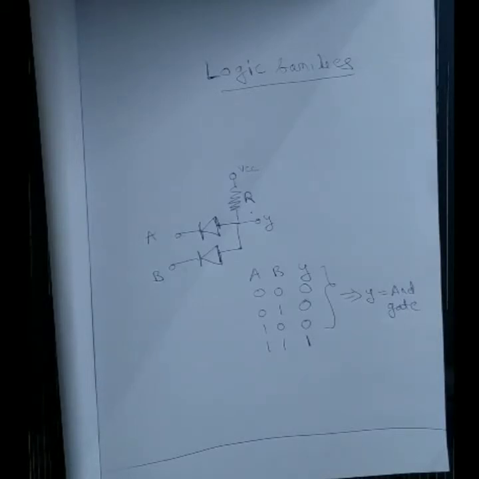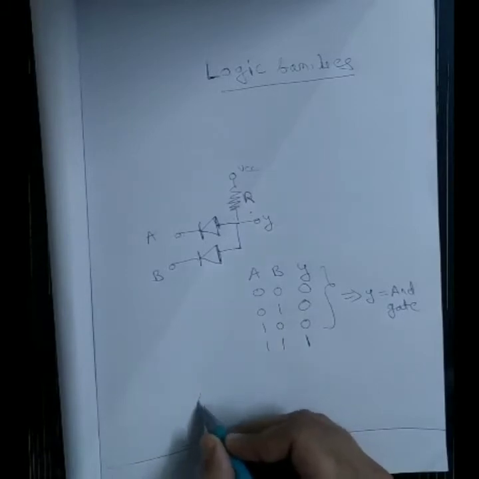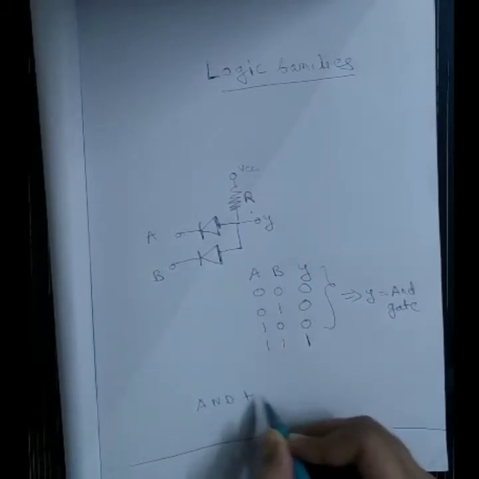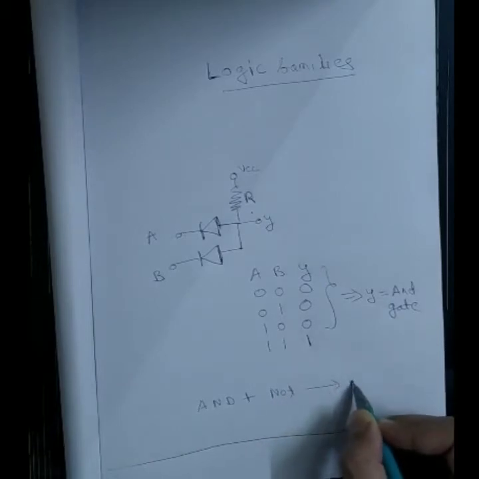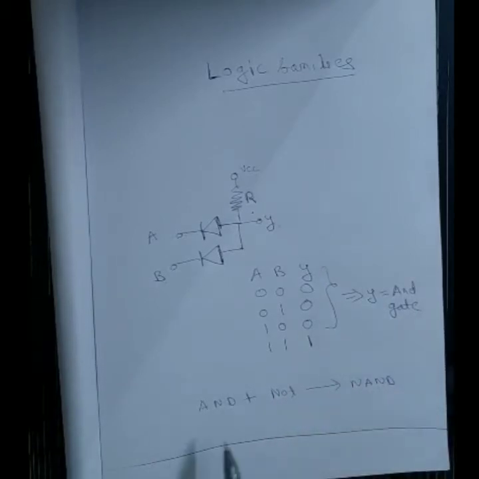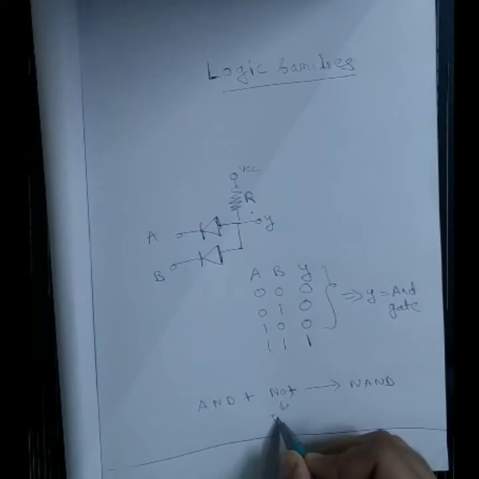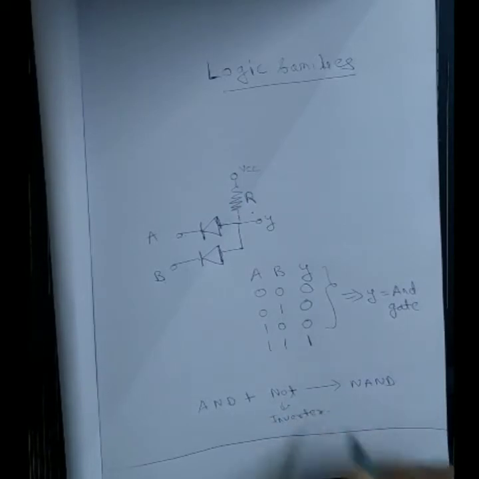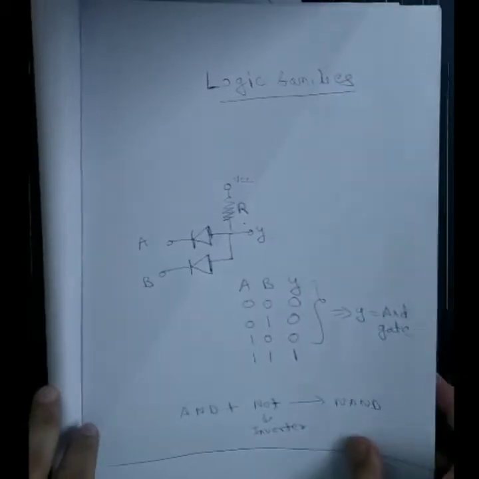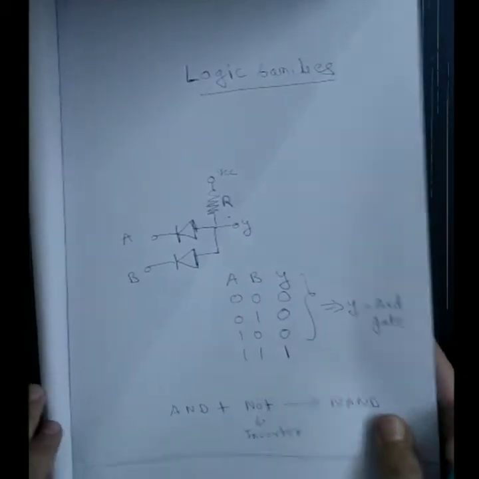Now this circuit gives me the logic of an AND gate, but using an AND gate I can't design all the circuits, right? I need to have either a NAND gate or NOR gate. Using NAND and NOR I can design every circuit because NAND and NOR are universal gates. AND plus NOT will give me NAND. If I pass the output of the AND gate through an inverter, the output of the inverter will give me a NAND gate. This is an inverter, right? So let's see the circuit which will exhibit a NAND gate.